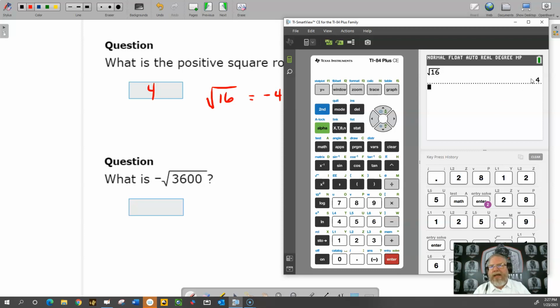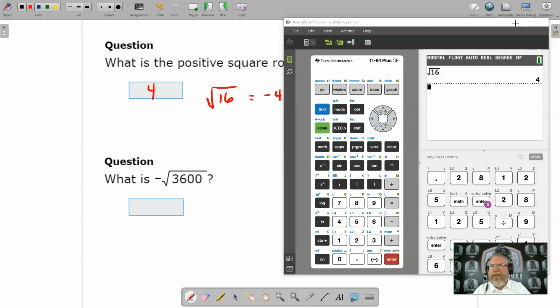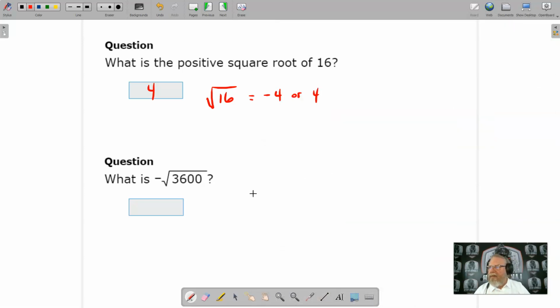Now it's not going to tell me -4 as well. I should just understand that -4 would also work. The calculator is only going to give you the positive answer, the positive root of that value that you're taking the square root of. All right, so with that said, let's go ahead and move on.